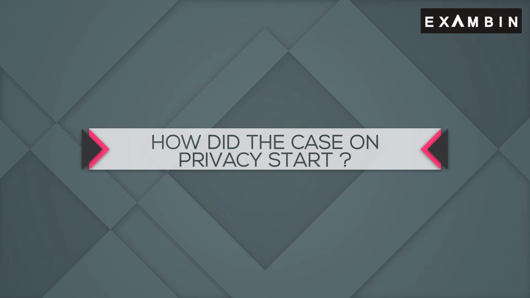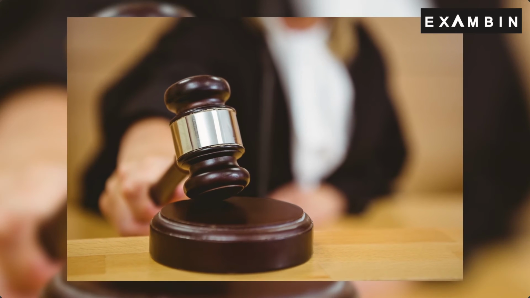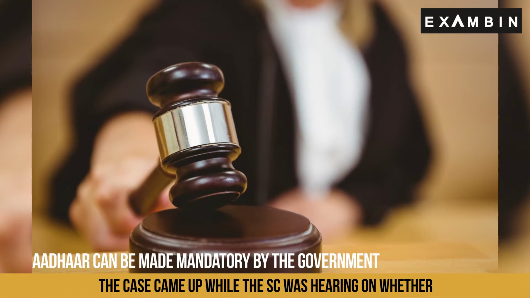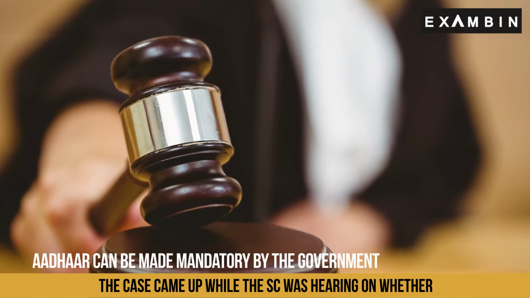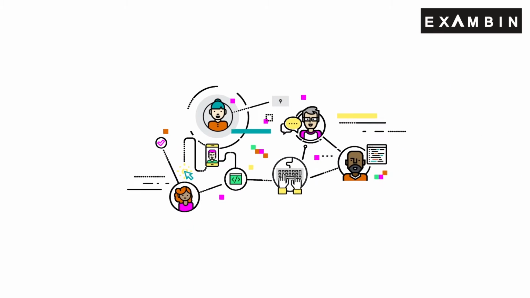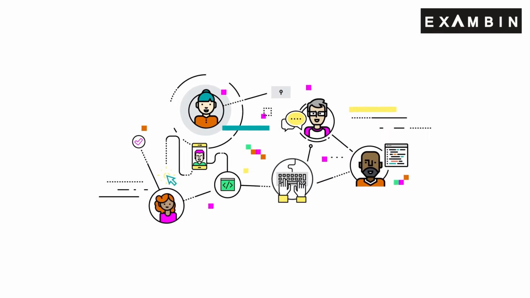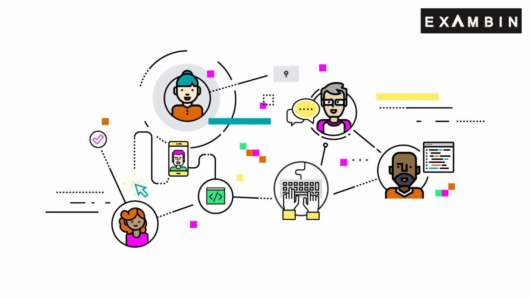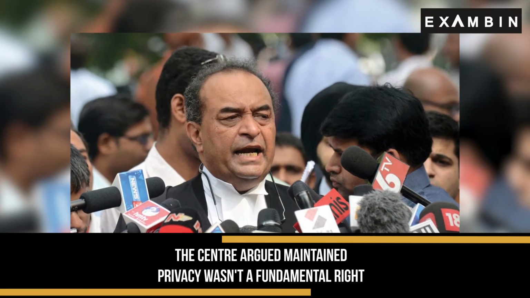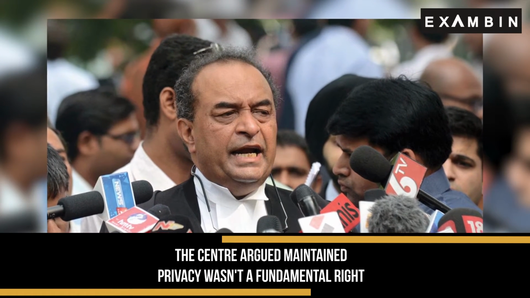When and how did the case on privacy start? The case came up while the Supreme Court was hearing on whether Aadhar card can be made mandatory by the government. One argument by petitioners against mandatory Aadhar was that it breached the right to privacy and made personal data vulnerable. The center maintained that privacy wasn't a fundamental right. Attorney General Mukul Rohatgi even said citizens do not have an absolute right over their bodies.